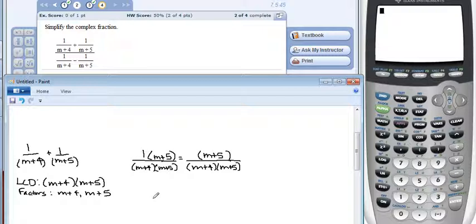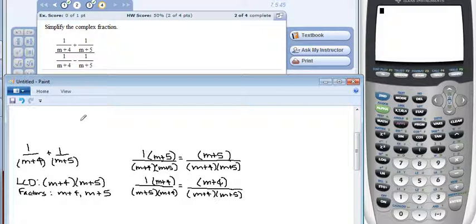Okay? I'm going to do it again with the 1 over m plus 5. Turn that into m plus 4, m plus 5. This one is missing this piece, m plus 4, top and bottom. 1 times anything is itself. See, now if I was to reduce this down, I would get 1 over m plus 4. Or if I was to reduce this down, I get 1 over m plus 5. So what I'm doing is I'm building them up. Okay? So now I'm going to add these.